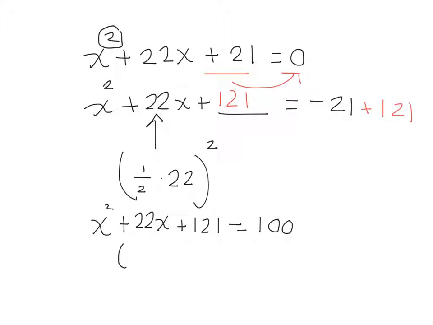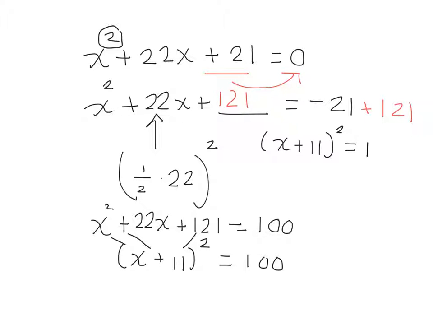This perfect square trinomial will factor down to a binomial squared. The first term of that binomial is the square root of the first term of the perfect square trinomial. The last term of that binomial is the square root of the last term of that perfect square trinomial. And the sign in the middle is the sign of the middle term in the perfect square trinomial. So we have x plus 11 quantity squared is equal to 100.